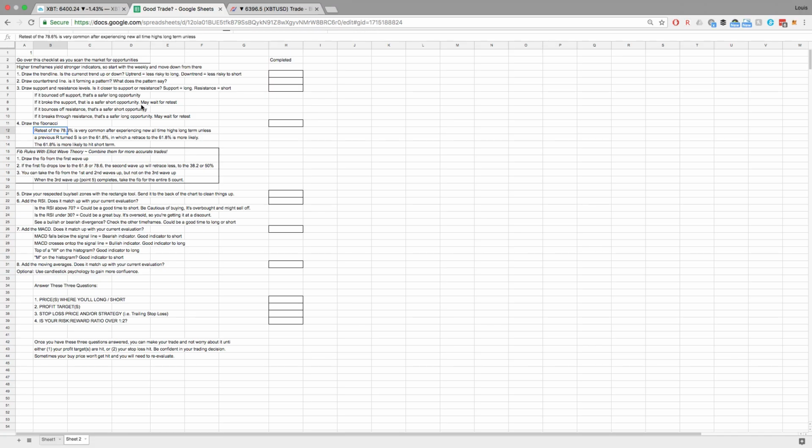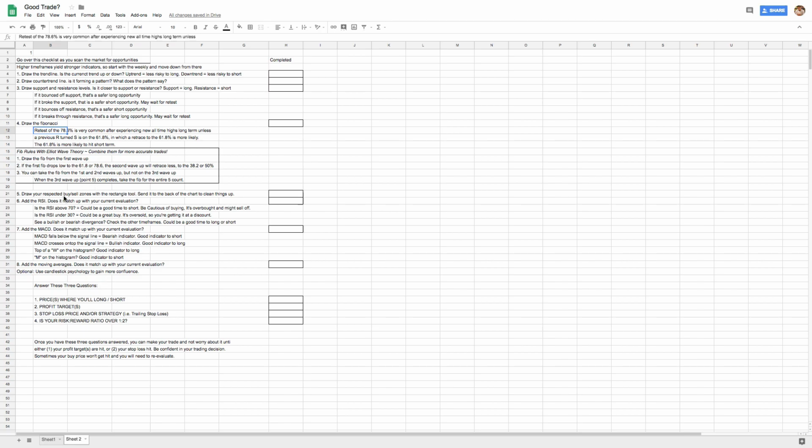So let's go back to this checklist. Draw your expected buyer zone sales with the rectangle tool. We did that. What's the RSI and the MACD look like? Well, the RSI. Is the RSI above 70? It could be a good time to short if it's above 70. You have to be cautious with buying if the RSI is above 70, because that means that it's overbought and it might sell off. If the RSI is under 30, then that could be a great buy. It means that it's oversold, so you're getting it at a discount. And you don't really want to short if the RSI is under 30.